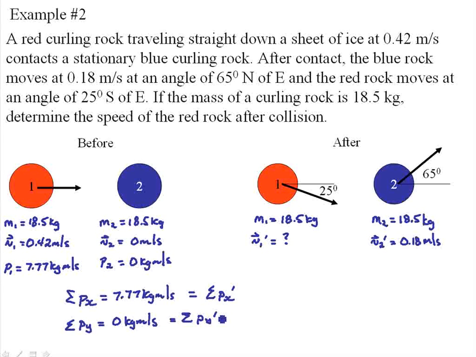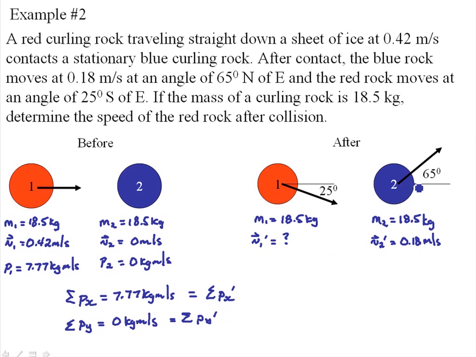So that means if I could find one of those y components in the after, the other has to be equal and opposite to make 0. Right? To make 0, they have to be opposite numbers. Well, since I have all the information of object 2, I'm going to find the momentum and the two components for object 2.